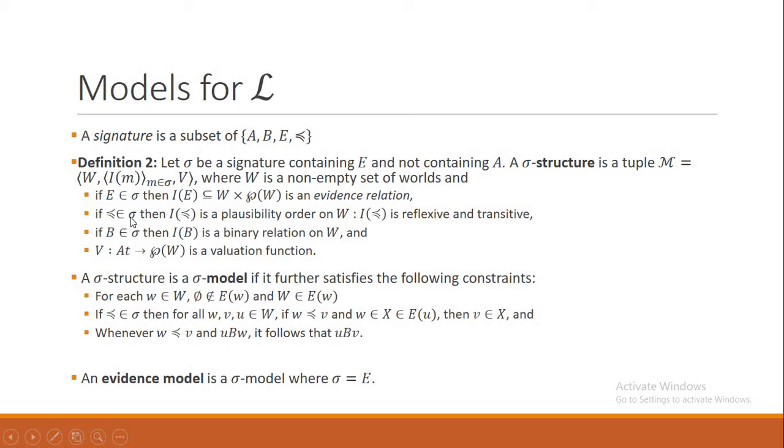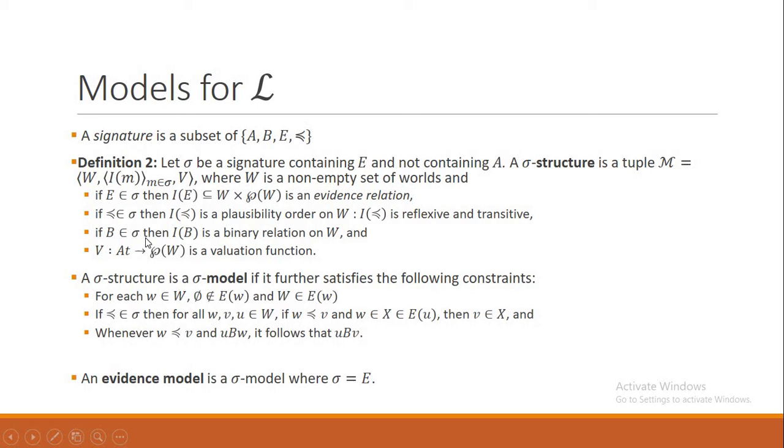If our plausibility ordering is in the signature, then its interpretation is a plausibility order on W. What that means is the relation is reflexive and transitive. As you can probably guess by the choice of this symbol, it's an ordering. It's sort of like the less than or equal relation. That is, if we use this symbol, it will have an object on the right hand side and an object on the left hand side. And it sort of means that the object on the right hand side is somehow bigger than or equal to the object on the left hand side.